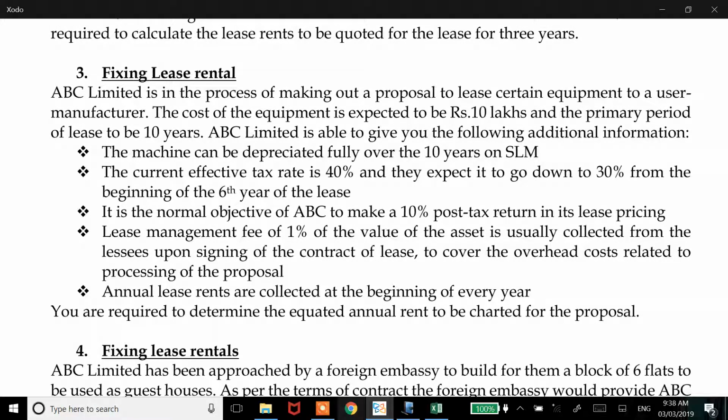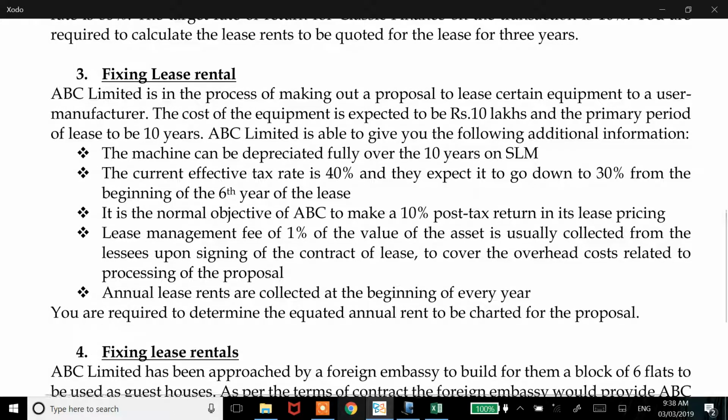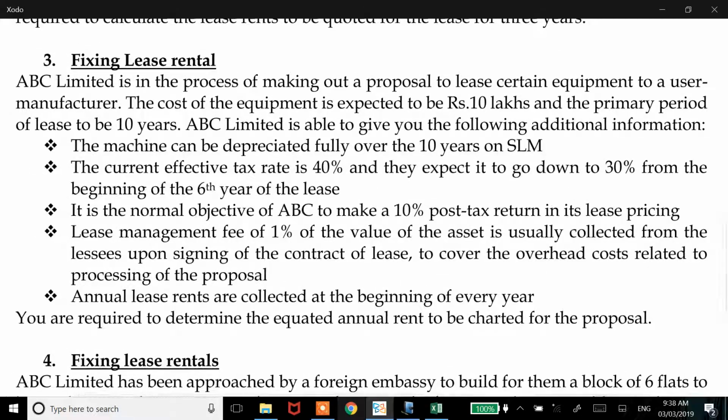Lease management fee is 1%. Lease rents are collected at the beginning of every year. You are required to determine the equated annual rent to be charged for the proposal. We are going to do it in steps. Step 1 initial outflow, step 2 in between flow, step 3 terminal flow, step 4 consolidate and calculate NPV.